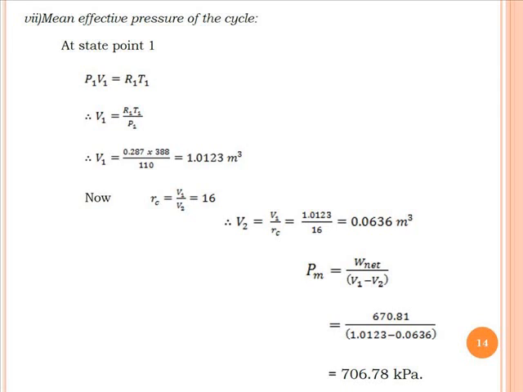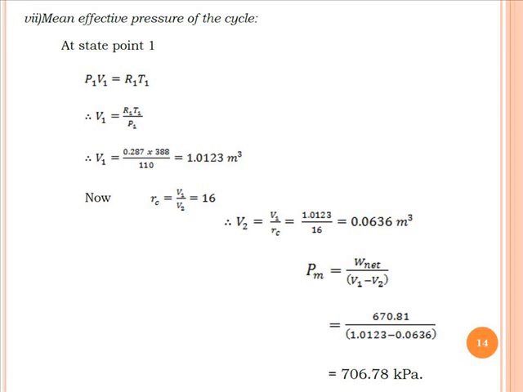0.0636 meter cube. So based on that, mean effective pressure equals W net divided by V1 minus V2. W net is available, that is 670.81, whereas V1 minus V2 is calculated. So based on that, we will get the mean effective pressure of the cycle, that is 706.78 kilopascal.